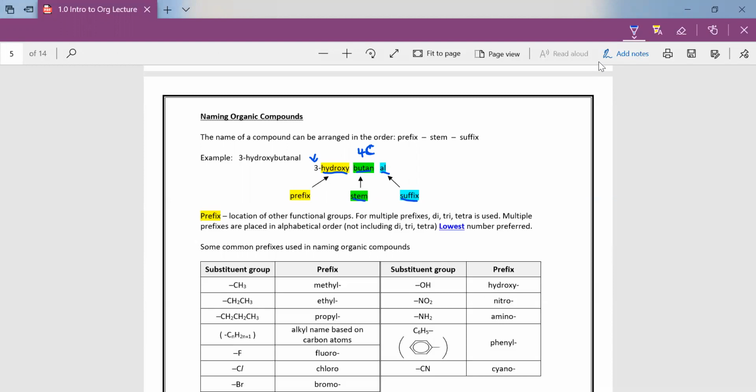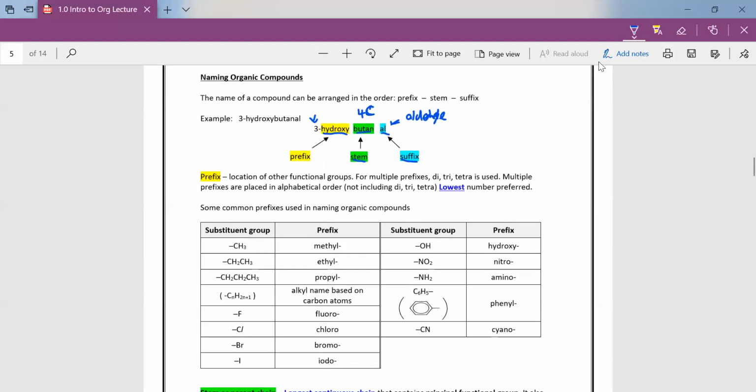The AL part tells us that it is an aldehyde. The principal functional group is actually an aldehyde.